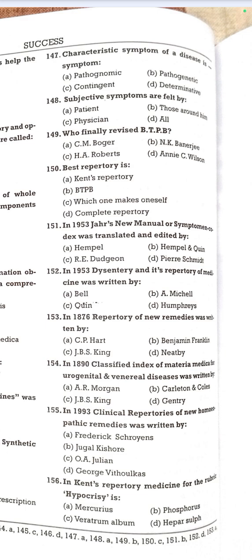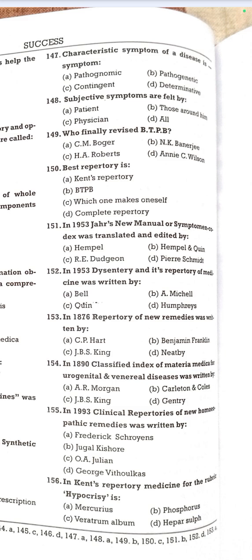152. In 1953, Dysentery and its repertory of medicine was written by Humphrey. 153. In 1876, repertory of new medicine was written by C.P. Hart. 154. In 1890, classified index of materia medica for urogenital and venereal disease was written by Carleton and Coles. Next question. In 1993, clinical repertories of new homeopathic remedies was written by O.A. Julian.